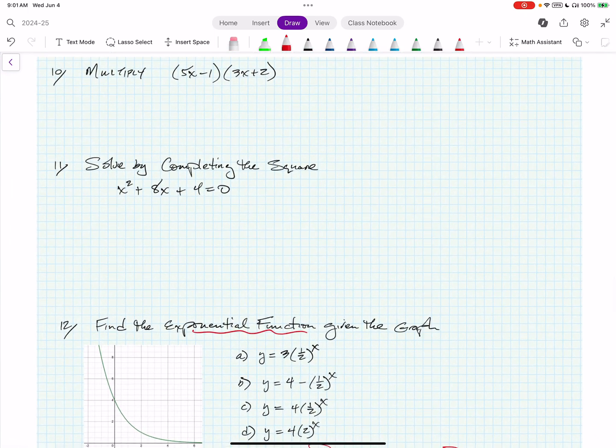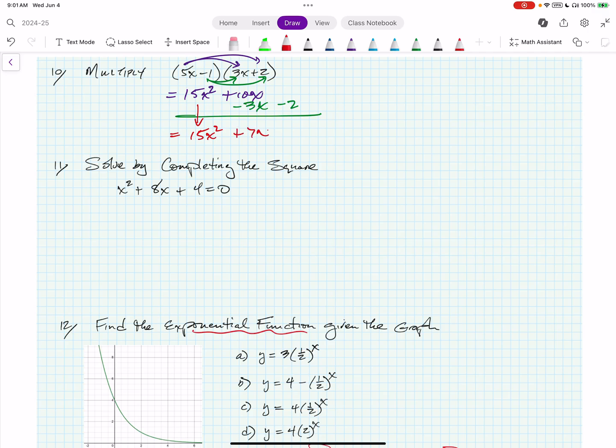Number 10, let's go back to multiplication. They're going to give you two binomials, and all you have to do is multiply them together. So here you get 5x times 3x is 15x squared. 5x times 2 is 10x. And then you multiply through -1, so you get a -3x here. I'm going to line up like terms. -1 times 2 is -2, and then you simply add. So like terms, 15x squared, 10 minus 3 is 7.